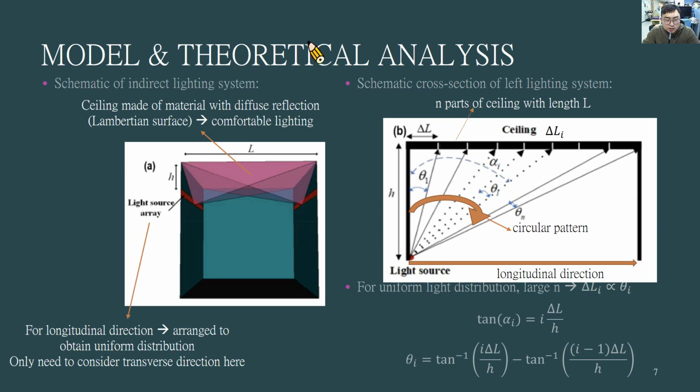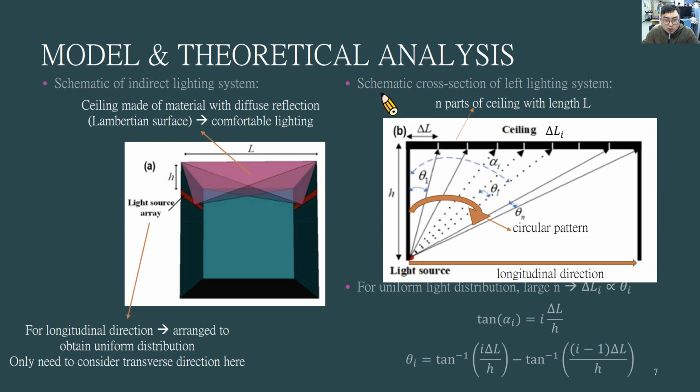Now we are entering the next topic, which is the model and theoretical analysis. We have the same image here from the previous slide, which we call the schematic of the indirect lighting system. The ceiling is made of a material with diffuse reflection, so the ceiling is actually a Lambertian surface to induce comfortable lighting. The light source array in the longitudinal direction has to be arranged to obtain uniform distribution, but we don't need to consider that here. We only need to consider the transverse direction.